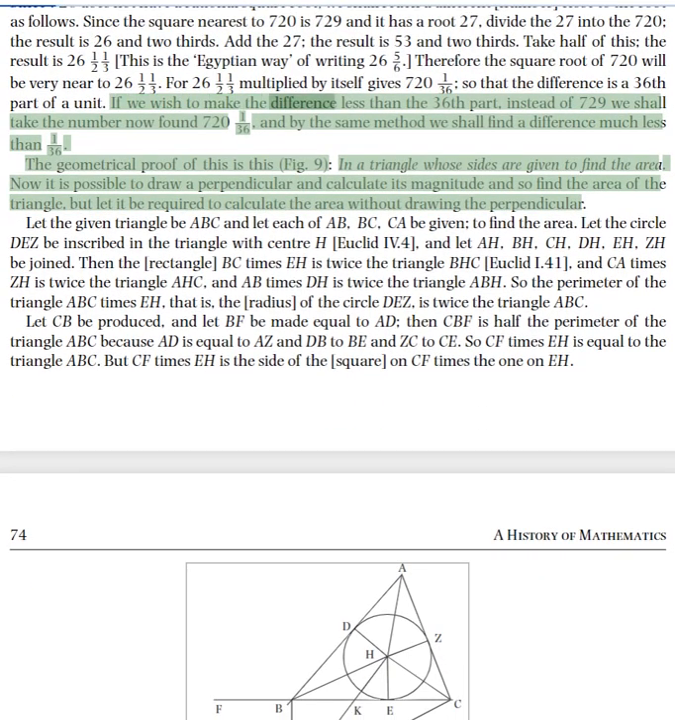If we wish to make the difference less than the 36th part, instead of 729 we shall take the number now found, 721/36, and by the same method we shall find a difference much less than 1/36. The geometrical proof of this is this: in a triangle whose sides are given to find the area.